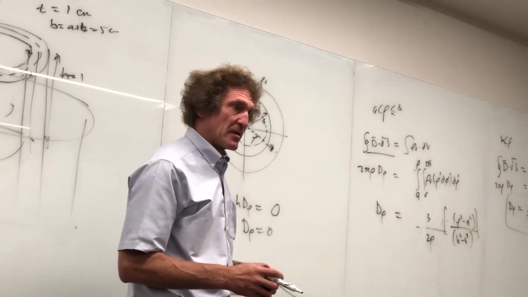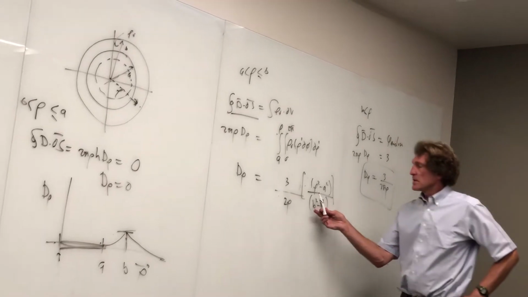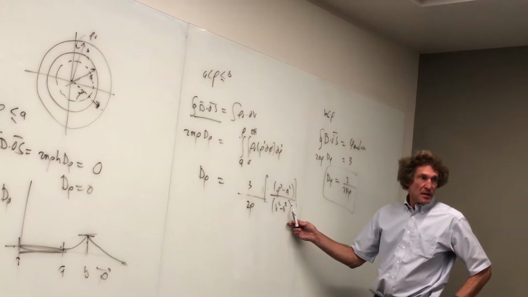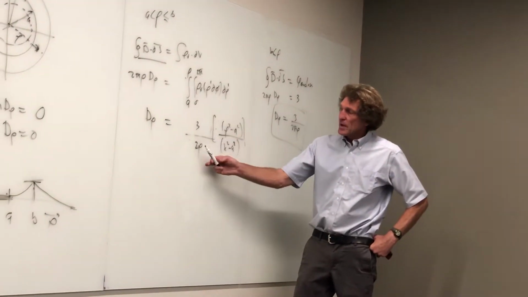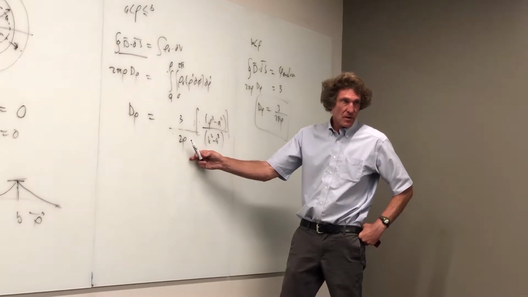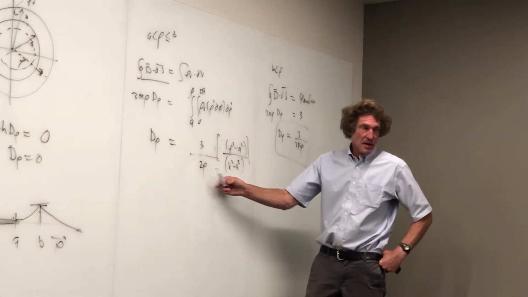That will be the max value. If you want the max value, just come here and look. When rho is equal to b, you'll notice these two terms cancel, right? And then you have 3 over 2b be the maximum value of D rho. All right, class? Any questions about this problem?